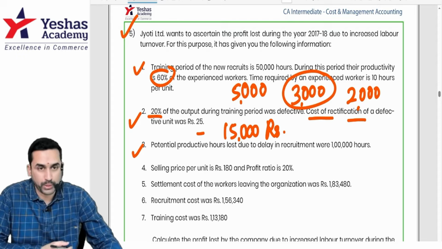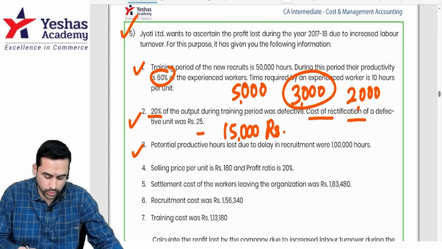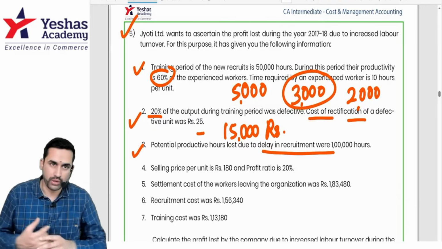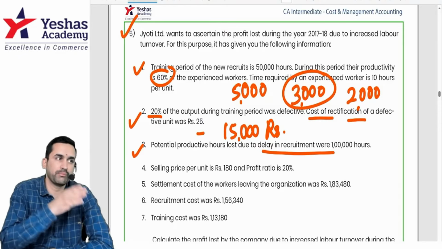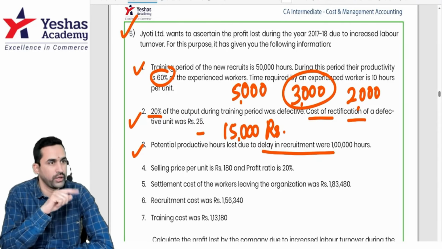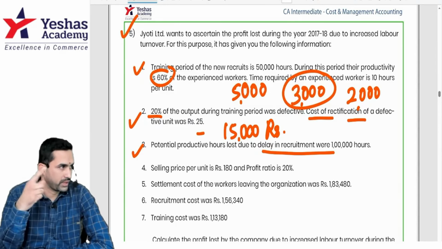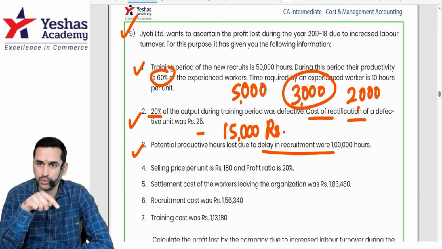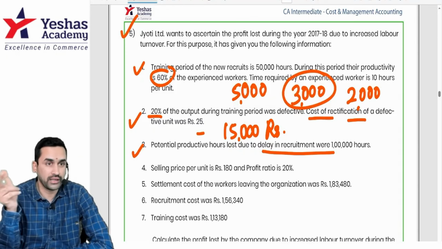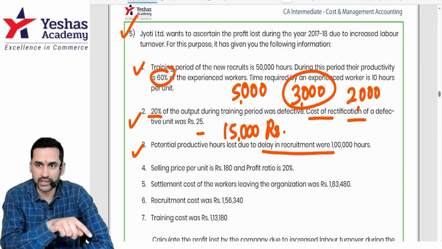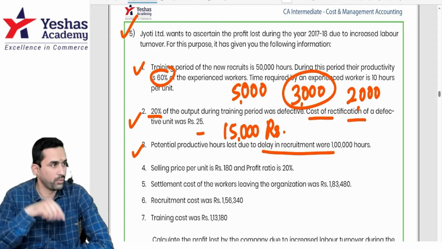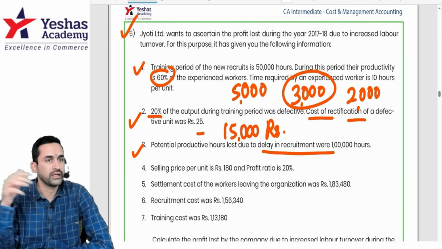Continue. Potential productive hours lost due to delay in recruitment was 1 lakh hours. What is this delay in recruitment? Somebody's last working day was June 10th, but the new guy did not join on June 11th. Follow what I'm saying? Somebody's last working day was June 10th. New guy came on June 21st. Now there are 10 days of no work done. Machine is idle. Material is waiting. That means you lost some productive hours. How many such hours did you lose? 1 lakh hours. Now how come the number is so big? This is for the full year.